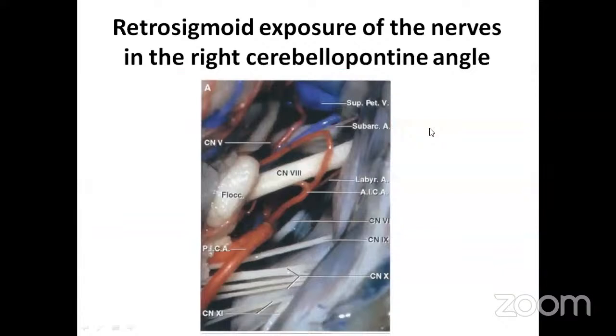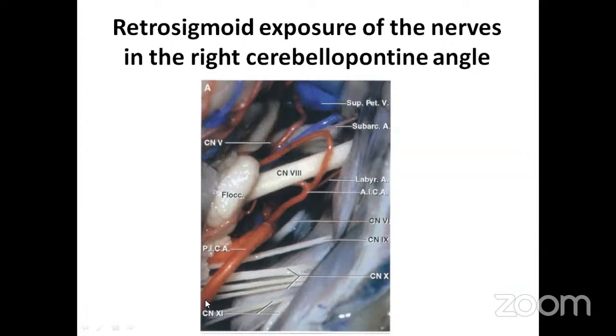So now we are specifically discussing the retrosigmoid exposure in the right cerebellopontine angle. Here we can see the 8th cranial nerve, the vestibulocochlear nerve, that enters through the internal acoustic meatus along with the labyrinthine artery, which is a branch of the anterior inferior cerebellar artery.